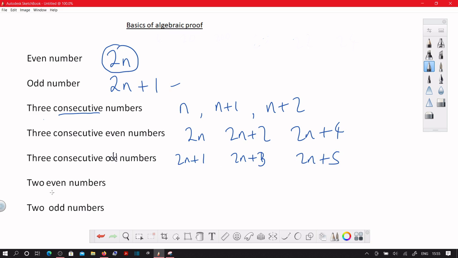2 even numbers. It doesn't say 2 consecutive even numbers, it just says 2 even numbers. So one can be like this and the other one could be like this. They're not consecutive, so they don't have the same value of n, so that's why I've chosen 2 different letters. And then 2 odd numbers, any 2 odd numbers, doesn't have to be consecutive, is 2n plus 1, which is what I've got over here. And the other one, you can say 2m plus 1.